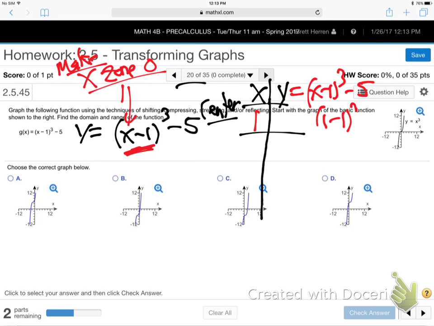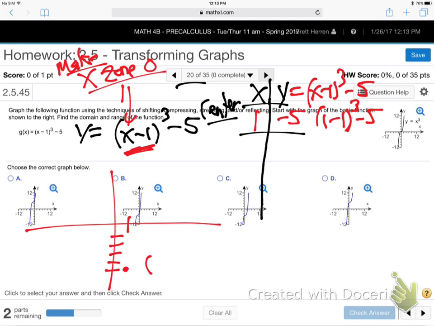Y will be negative 5. We good? So that's the new center. The most important part of the graph, we have it that quick. So this is a powerful technique. You quickly got crucial information. Over 1, down 5. So there it is. Over 1, down 5. We good? So that's the new center point.